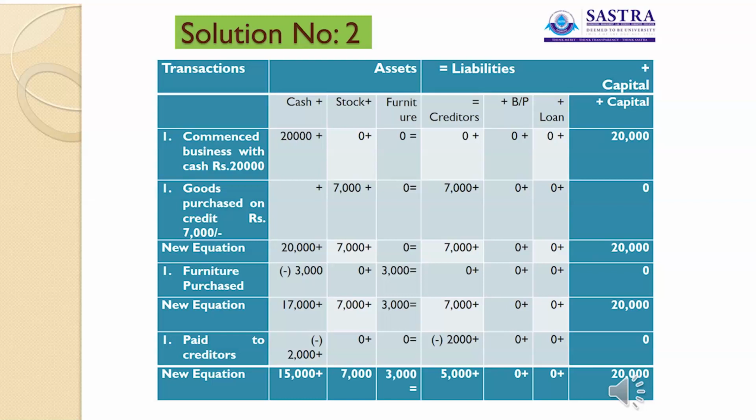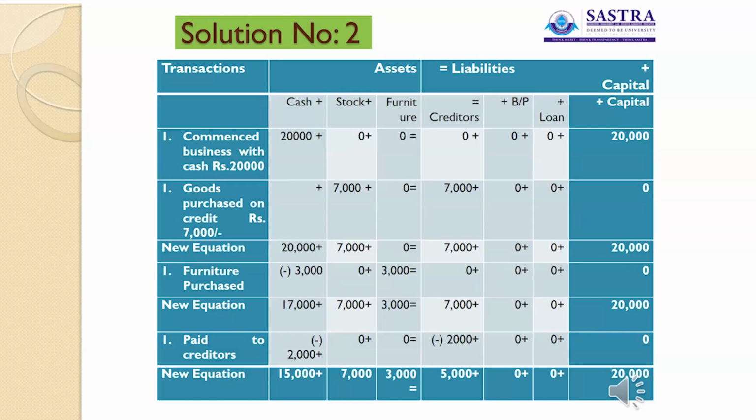Now we shall see the solution for that problem. Here first column indicates transactions, second column asset, third column liabilities. So what are the assets? We have cash, stock and furniture. The liabilities are creditors, bills payable, loan, that is a liability, plus capital account.